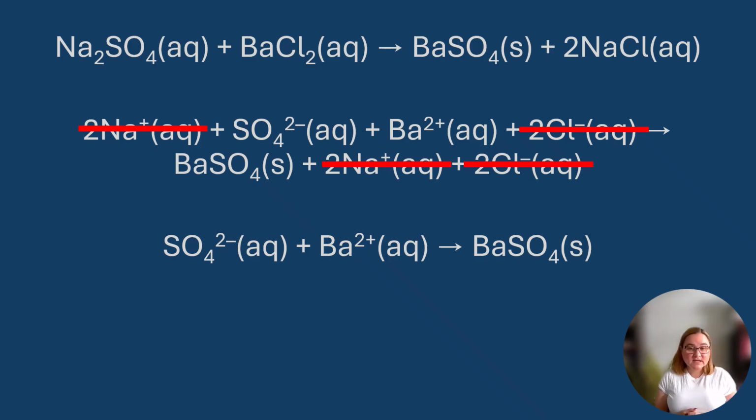A proper net ionic equation will be both atom and charge balanced across that reaction arrow. It will also include states of matter. For our class, we'll have two aqueous ions that come together to form a single solid product.